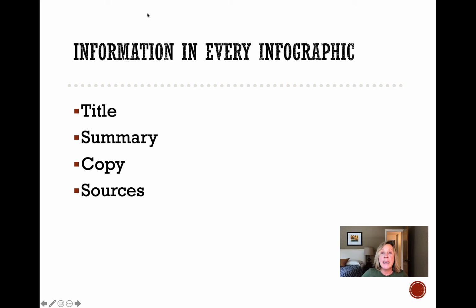Information that's included in every infographic: a title for your infographic. A title entices the reader. A summary tells the reader or the viewer what the infographic is about and why it's important. You need to give your readers a reason to look at your infographic if it's not implicit. Then there's the copy for your infographic, and that's the actual information that goes with your graphics. And very importantly, sources.